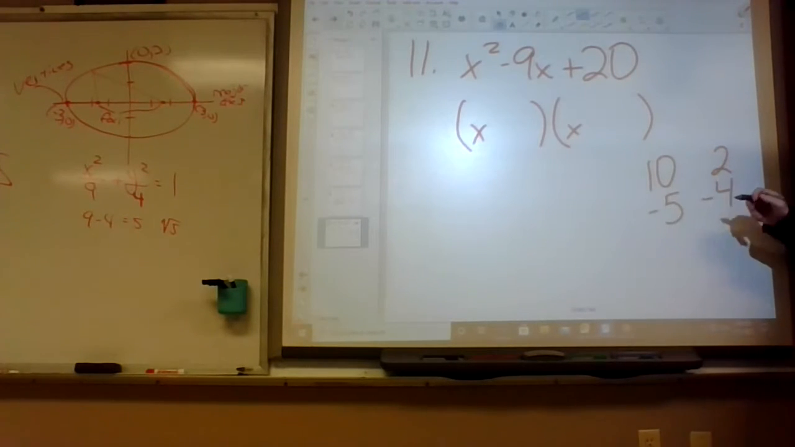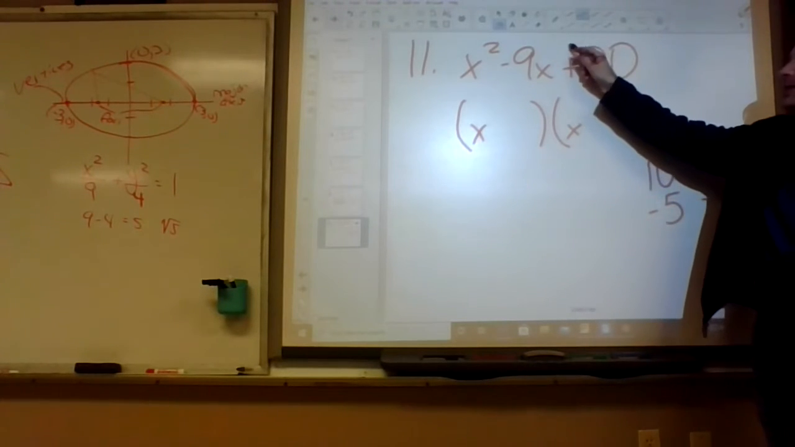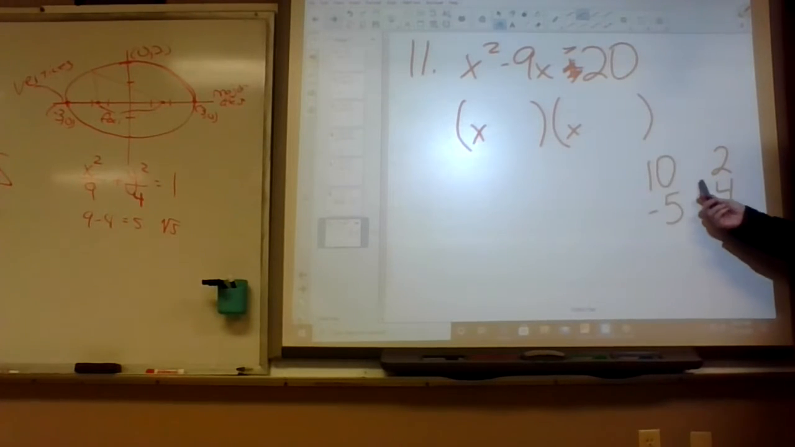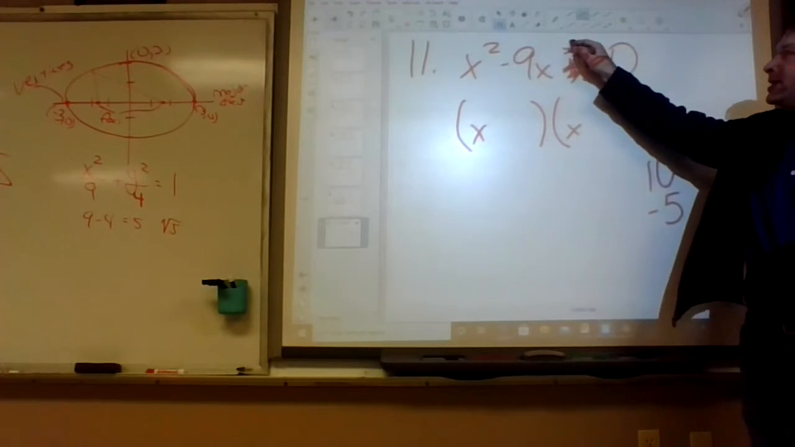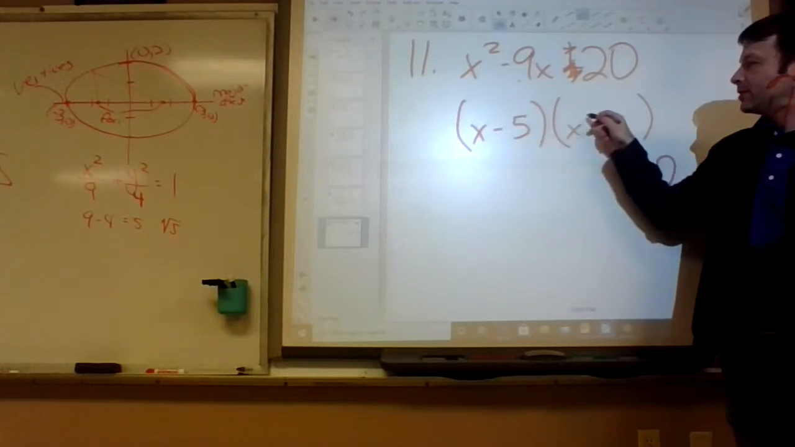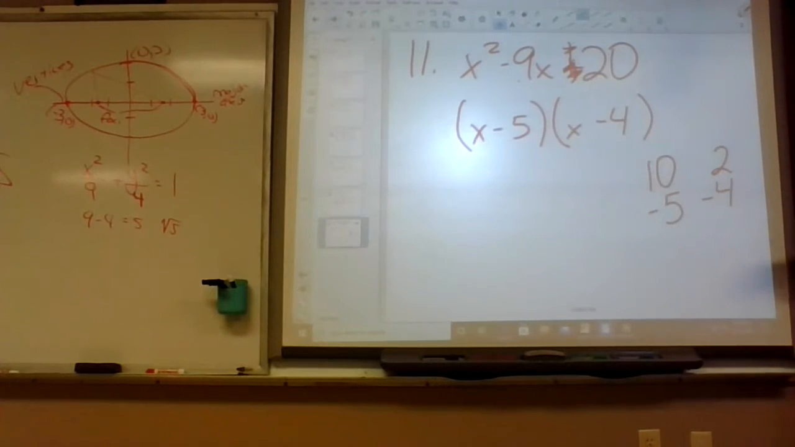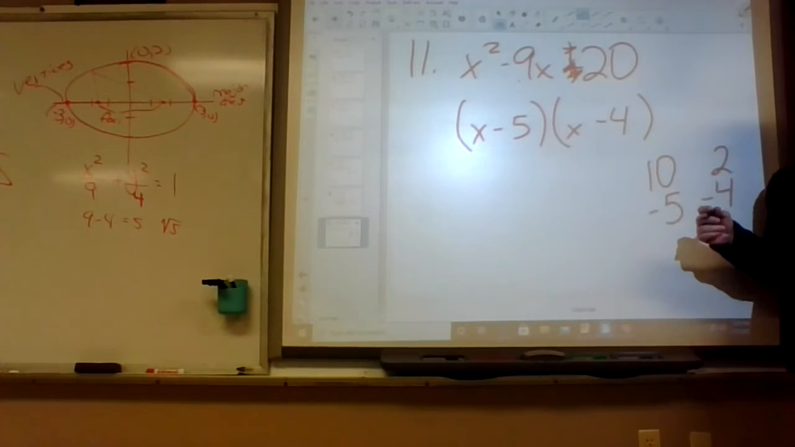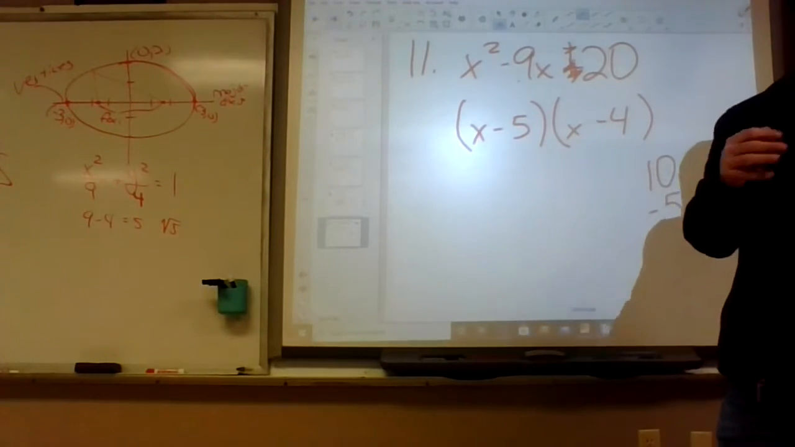I should probably warn you guys, if this had been a negative 20 right here, it would have been prime, because you'd have to have one negative, and those don't add up to 9. But since a negative times a negative does equal a positive, that's okay, and they do add up to negative 9, so negative 5, negative 4 does work. They will try to trick you on that sometimes. It'll look like it will work, but they have the wrong signs in there. That probably happens on the evens, I bet.